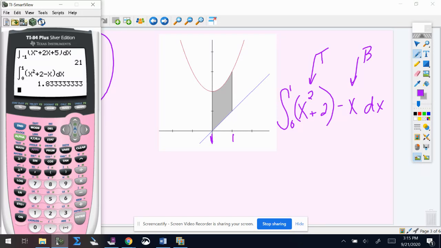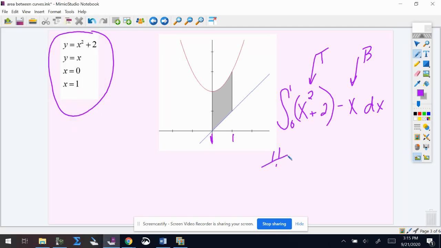I personally like fractions way more than decimals. So if you get a decimal like this one, you're going to go to math, where it says fraction, the very first one. You're going to hit enter twice. And I get an answer of 11/6. So what this represents is the area of that shaded region, the part that's in gray.